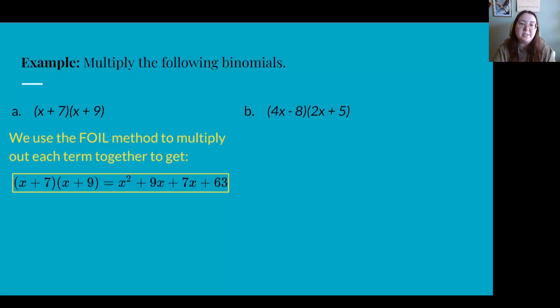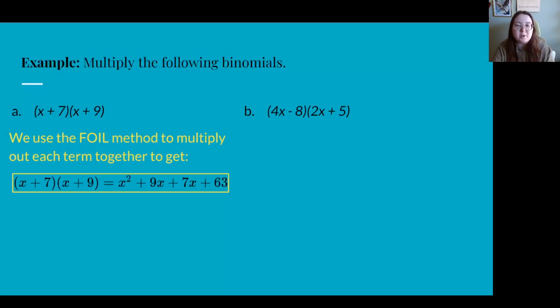Multiplying our first terms, we have x times x, which gives us x squared. Then we add our next one, the outer terms. This would be x times 9, the two on the outsides. So x times 9 would be 9x. Then we do the inner terms, 7 times x. And then our last terms, 7 times 9.